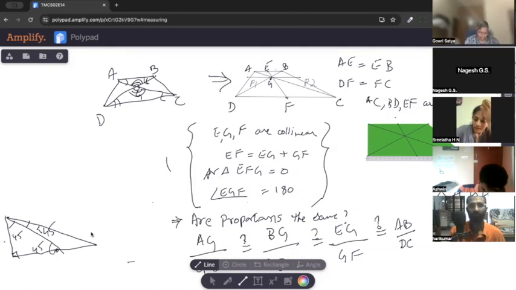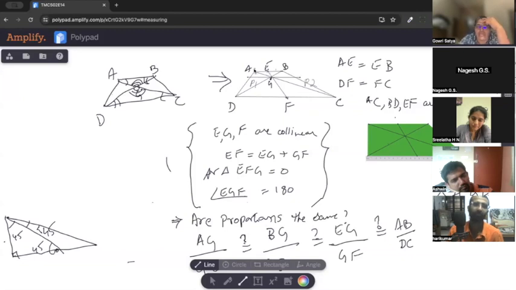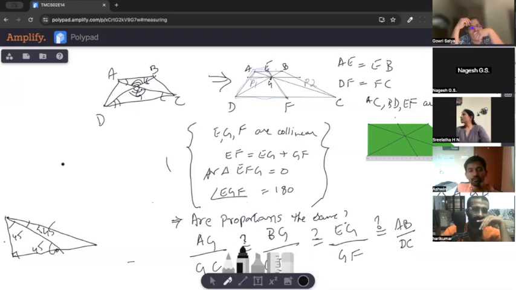Interesting. I'm just thinking out loud, just hear me out. So we can show that AEGP1 is similar to AEFD. You have not yet shown that EGF is a straight line. Either we assume EGF is a straight line and later show that F is the midpoint, or, if you are getting E and F as the midpoints, we have not yet established that EGF is a straight line. But that is not coming here, no?